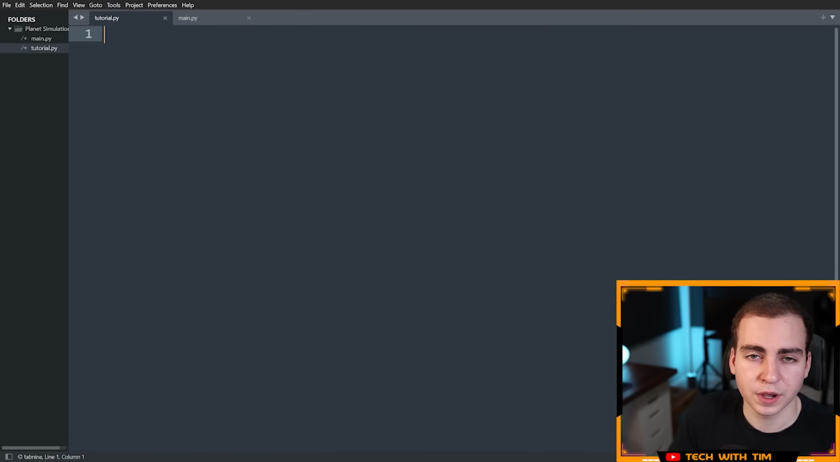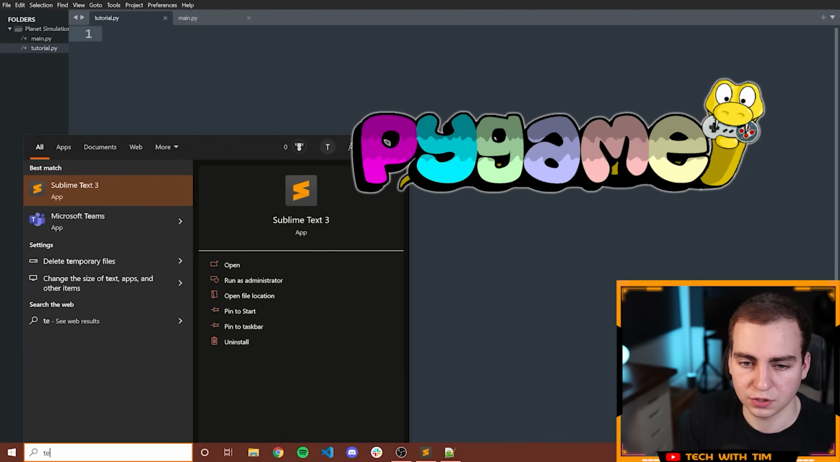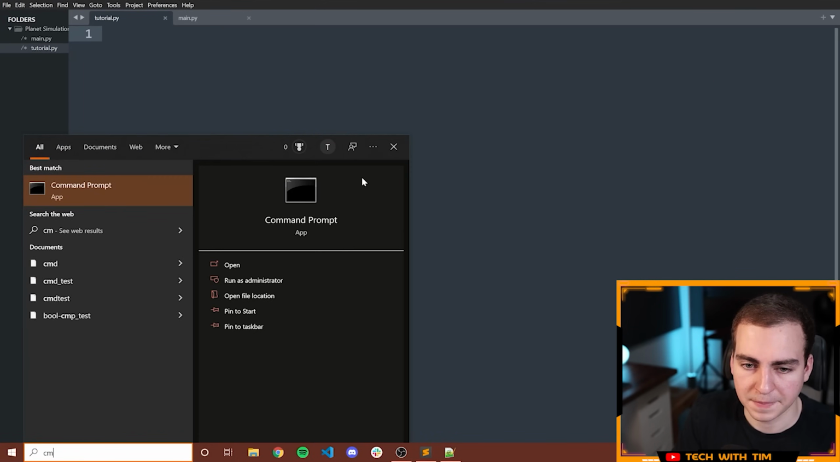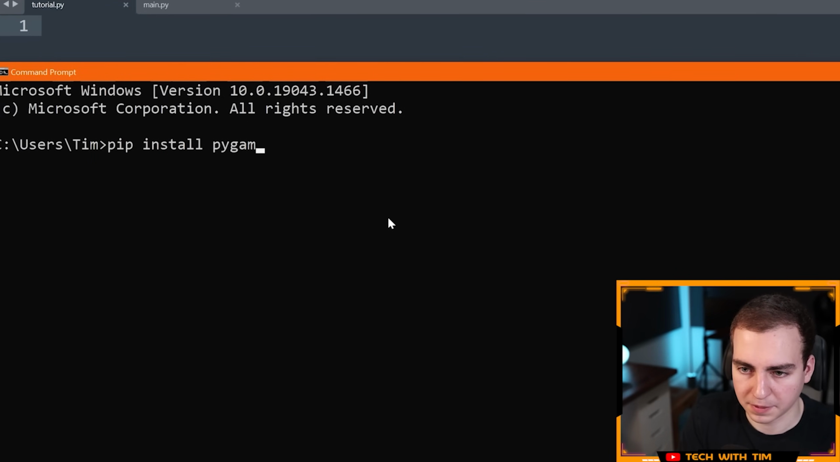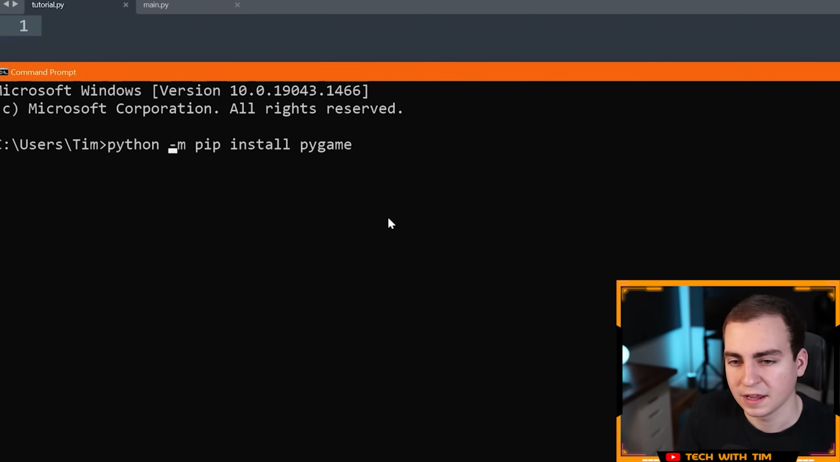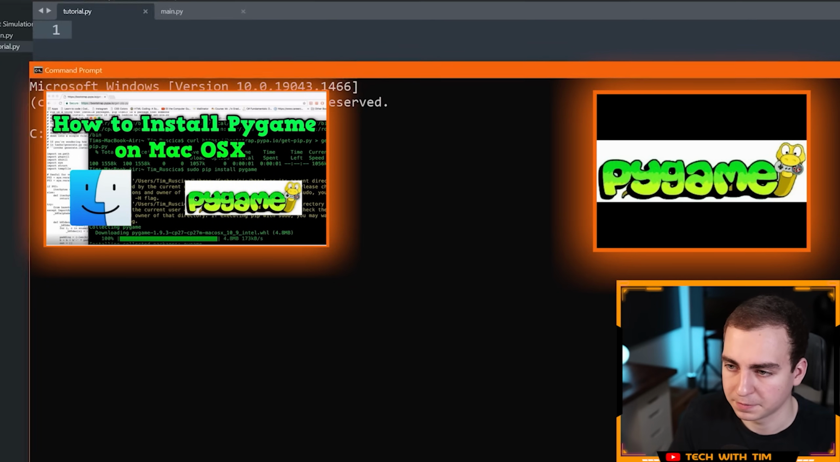Now, the first thing we do actually need to do is install Pygame. So if you don't already have Pygame installed, then just open up your terminal or command prompt, depending on your operating system, and type in the following command, pip install pygame. If that doesn't work for you, try pip3 install pygame. If that doesn't work for you, try python -m pip install pygame. If that doesn't work, try python3 -m pip install pygame. And if none of those commands work, I have 2 videos that I'll put on the screen that show you how to fix your pip command.